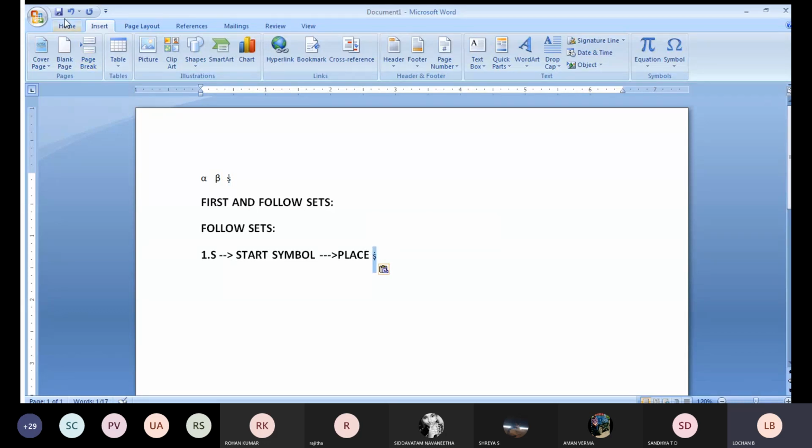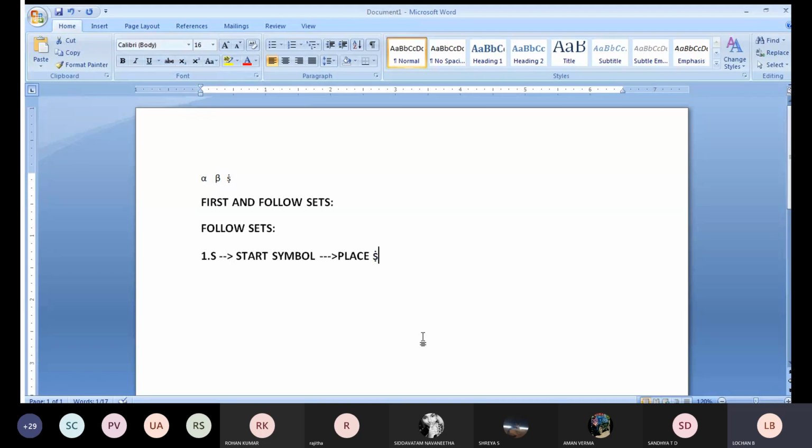While solving the problem we will understand everything. Place dollar in follow of S. One more thing I want to tell you: the dollar symbol we will be representing as your input right marker. Whatever dollar we will be using, we used to say it as input right marker. This is the first step we will be applying in your follow step.